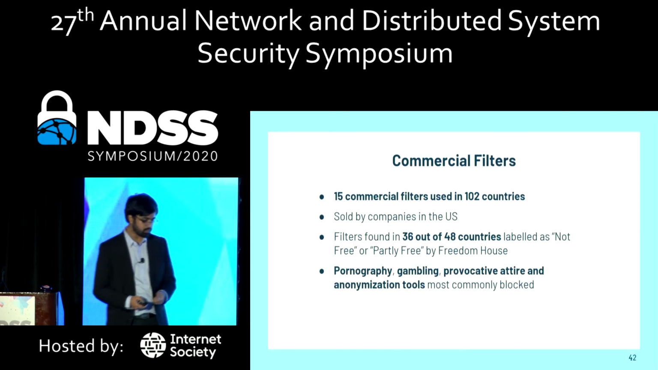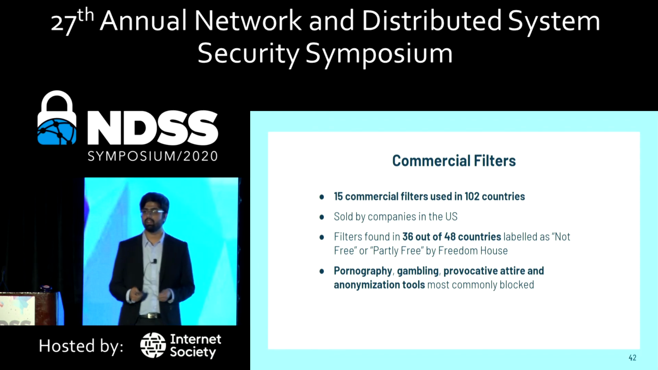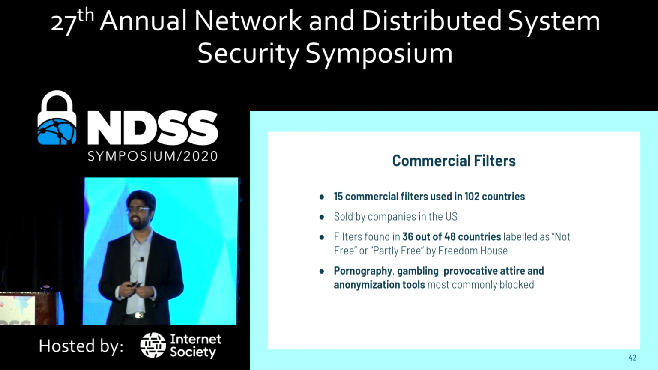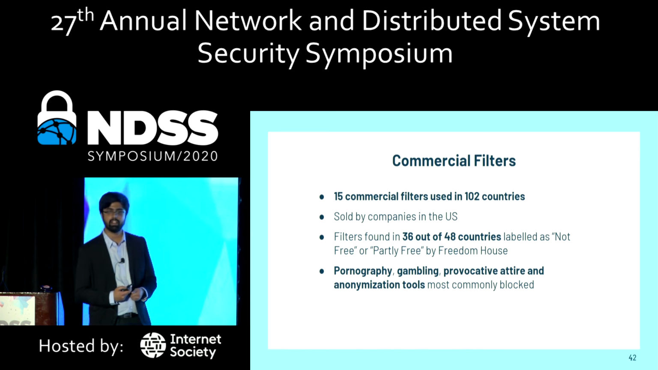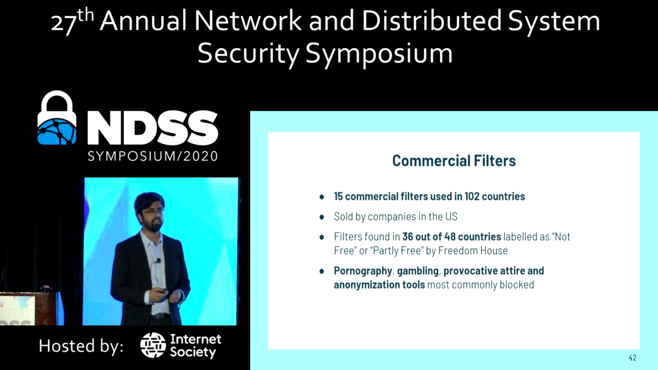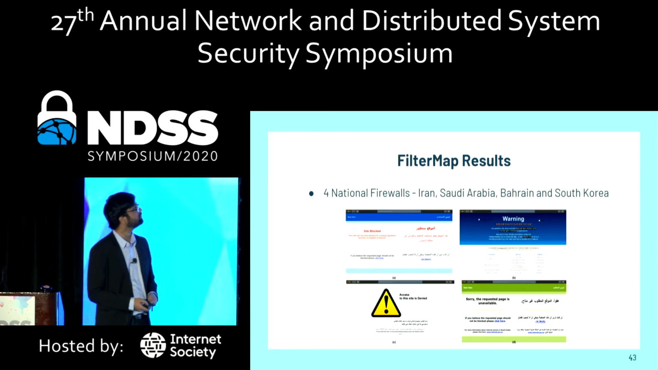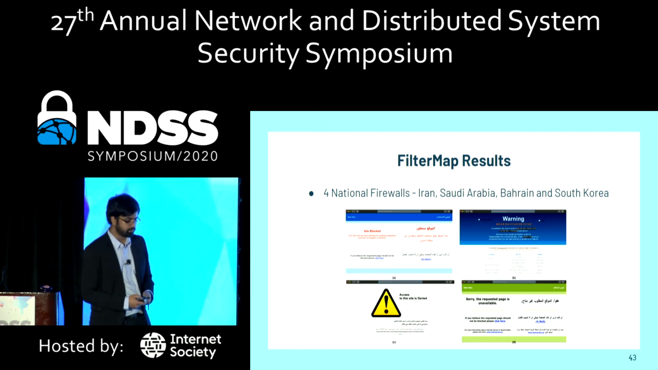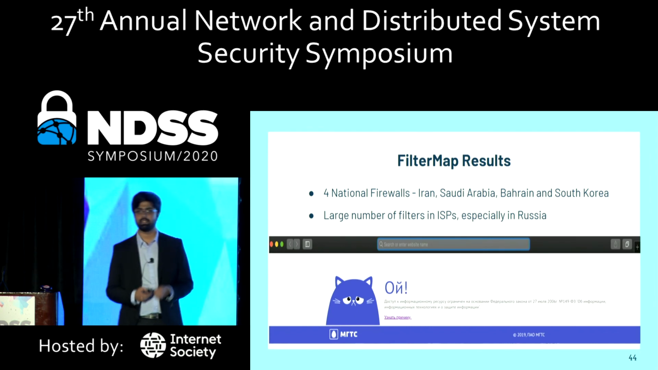Specifically, FilterMap found the use of commercial filters in 36 out of the 48 countries recognized by the Freedom House organization as having heightened censorship. These commercial filters were used to target a variety of content, including pornography, gambling, and anonymization tools. FilterMap also found 4 government block pages in Iran, Saudi Arabia, Bahrain, and South Korea. We also found a large number of filter deployments in ISPs, especially in Russia.